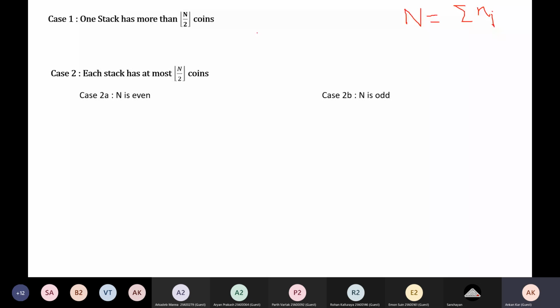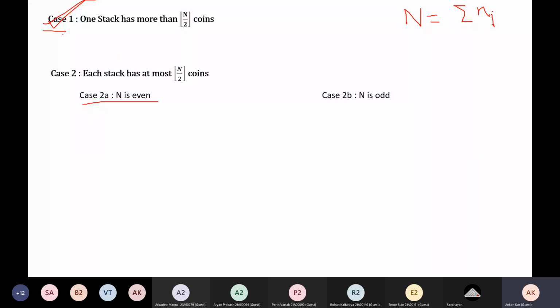Okay, case one, everyone understood how to do it. For case two, if n is even, A can just take from the highest size stack, and then B will take from another stack. Until a point will reach when either you will reach case one or you will not reach case one.